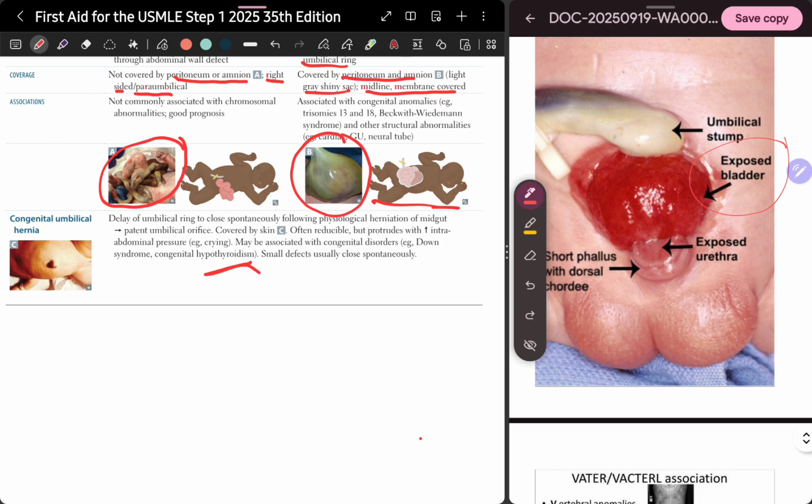Now the association: gastroschisis is not commonly associated with any chromosomal abnormality, and it has a good prognosis. Good prognosis means it is going to heal properly after surgical intervention. Now the omphalocele is associated with congenital abnormalities, for example trisomies 13 and 18, Beckwith-Wiedemann syndrome, and other abnormalities like cardiac, GI tract and neural tube defects.